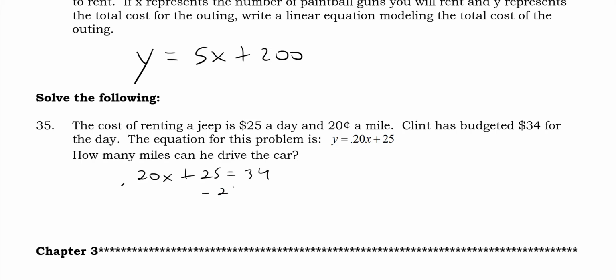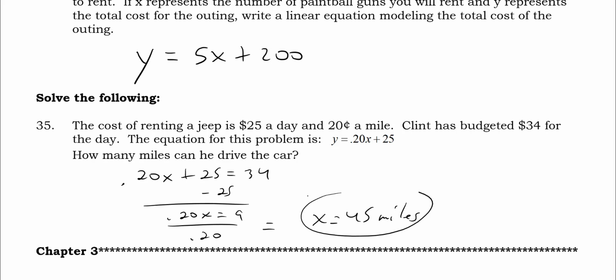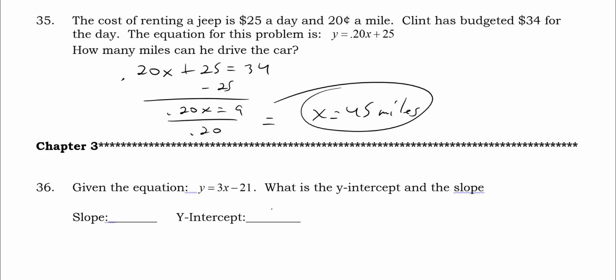So I'm going to subtract 25 first, so I get 0.20x is equal to 9, and then divide by 0.20. Okay, so you get x equals 45 miles. Okay?